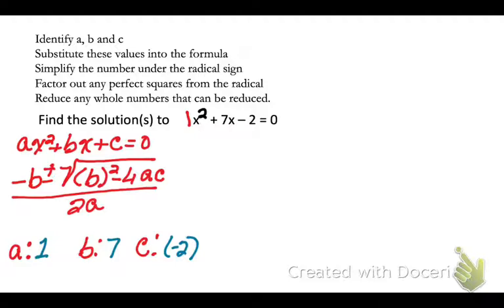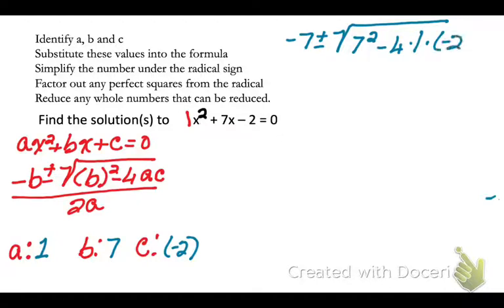Now, the first thing in our quadratic formula is the opposite of b. Our b is 7, so the opposite of b is -7. Then it's going to be plus or minus the square root of b squared, so that would be 7 squared, minus 4 times a, our a is 1, times c, and our c is -2, all over 2 times a, which is 1.